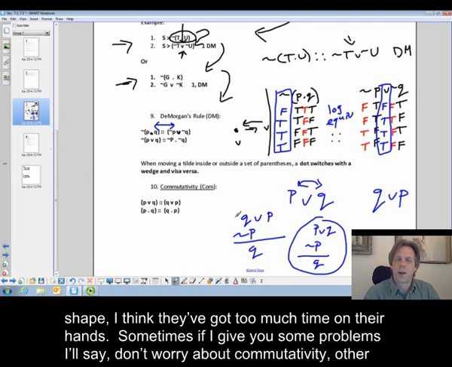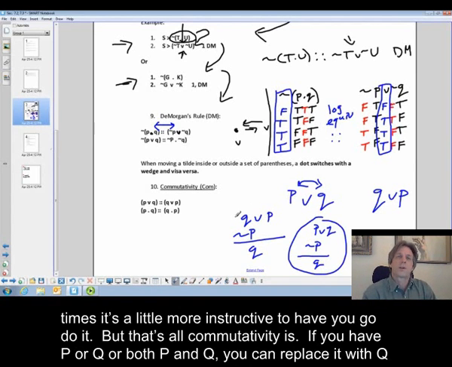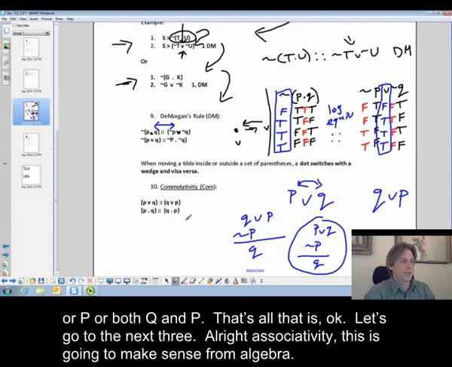Sometimes if I give you some problems, I'll say, don't worry about commutativity. Other times it's a little more instructive to have you go do it. But that's all commutativity is. If you have P or Q, or both P and Q, you can replace it with Q or P, or both Q and P. That's all that is, okay? Let's go to the next three.